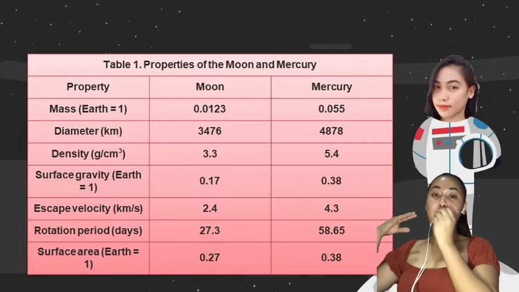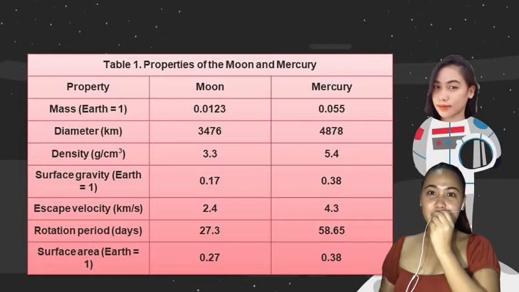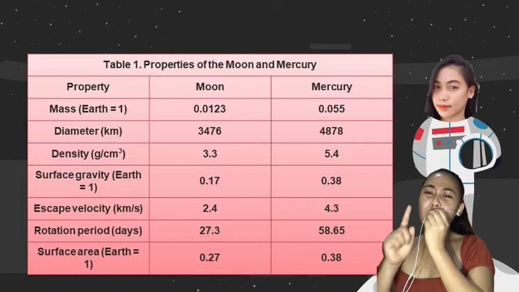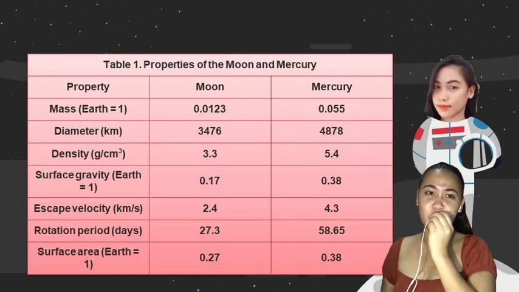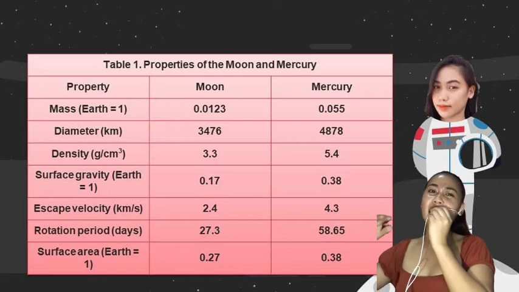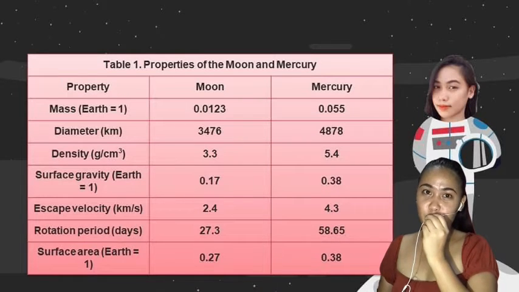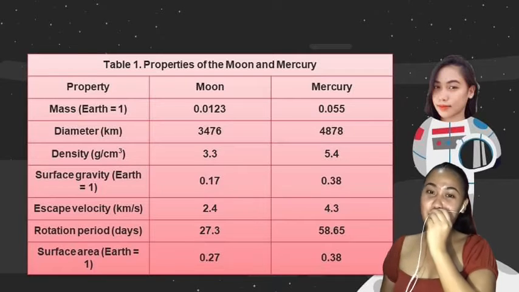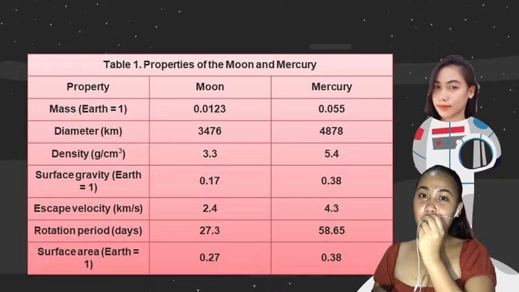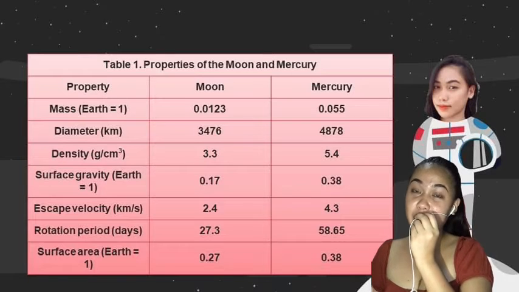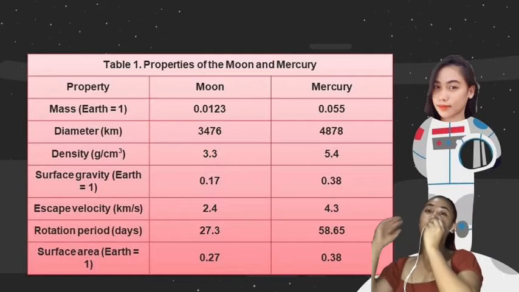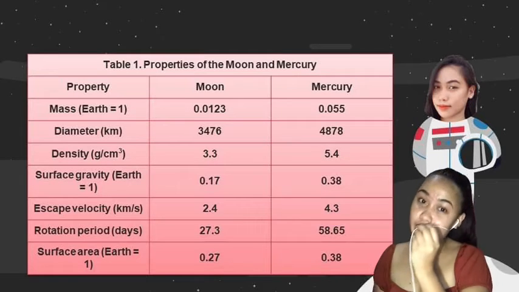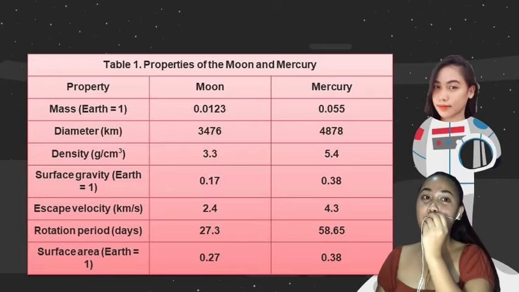So the moon today is dramatically deficient in a wide range of volatiles, elements and compounds that evaporate at relatively low temperature. Some of the moon's properties are summarized here in our Table 1. Here in our table, we have properties of the moon and of Mercury, along with comparative values for Mercury.